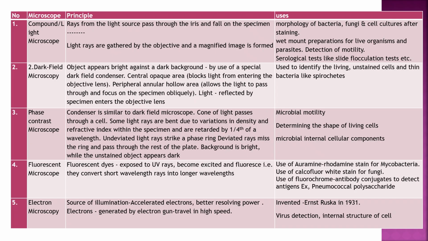Dark field microscopy. The object appears bright against a dark background by use of a special dark field condenser. The central opaque area blocks light from entering the objective lens. The peripheral annular hollow area allows light.